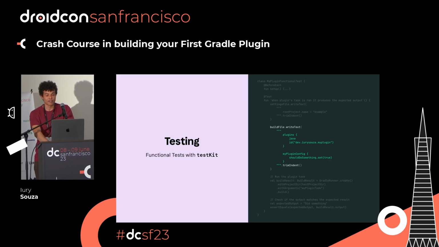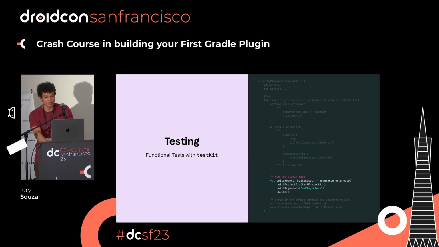But so I define this ID. This is the ID of my plugin, right? Which I defined on that other slide. So I'm applying my plugin, and I'm also using my configuration. So my plugin config should do something .set(true), right? So I'm basically just like if I had a normal build file, and I'm using the nice Kotlin syntax anyway.